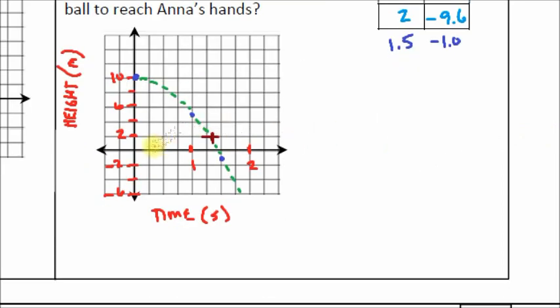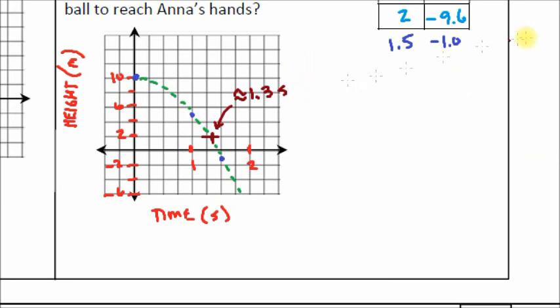It looks to me like we're at 1 second. There's 1.25 and this is 1.5. I'm going to call that somewhere around 1.3. Somewhere around 1.3. So let's just draw a little note here. This looks like it's approximately 1.3 seconds.